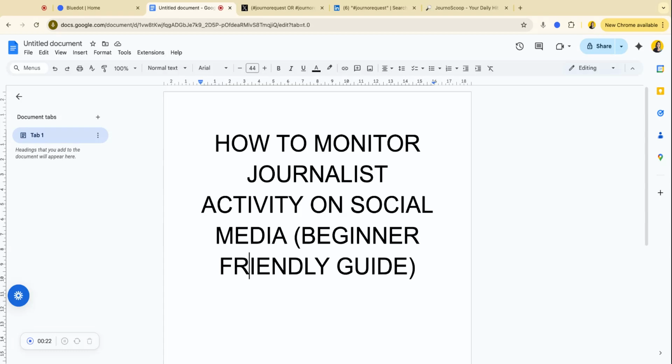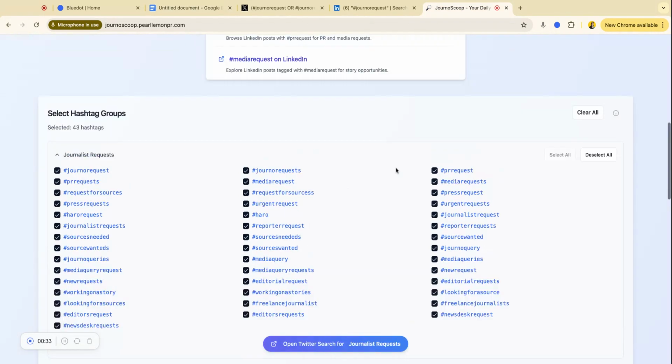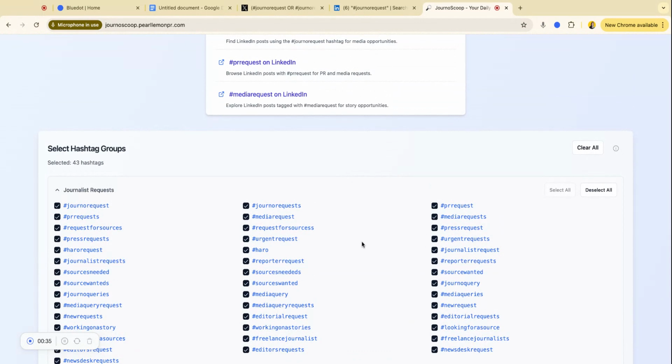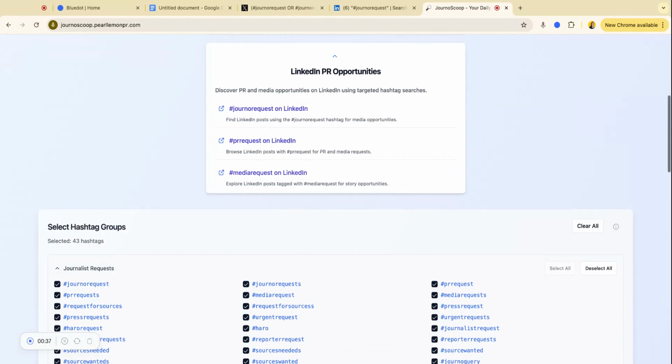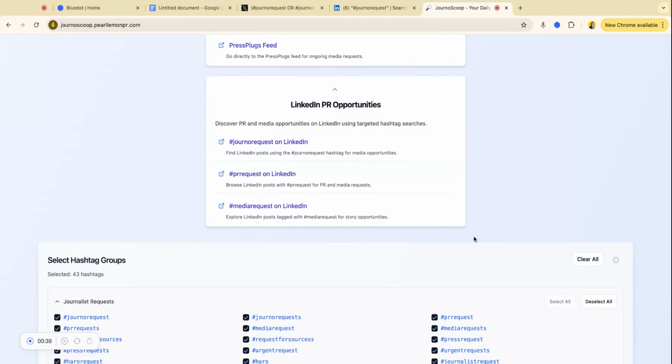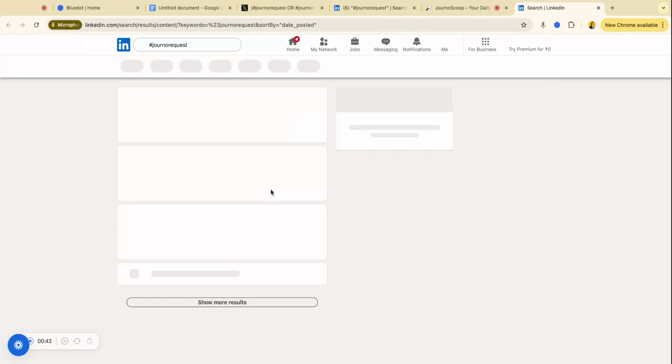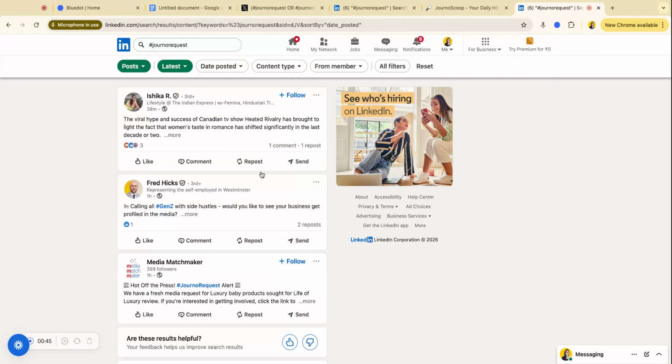As a beginner, don't start by tracking individual journalists. Start by tracking topics or things journalists write about. To do so, my go-to is Journoscoop, which also provides me with different hashtags. I can select the relevant ones, and then I can directly go on the page of posts that are posted by different journalists both on Twitter and LinkedIn.